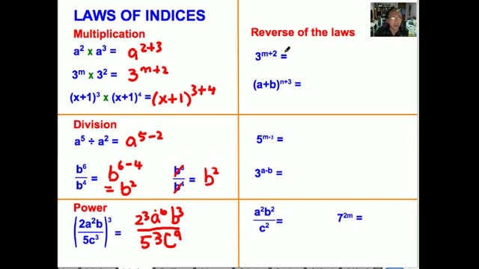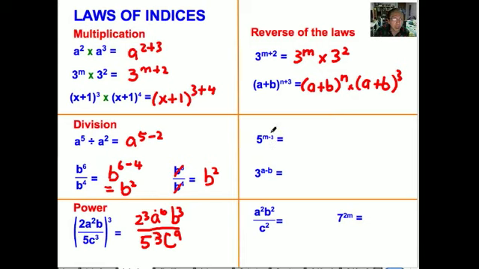The reverse of the laws is also true. When we multiply index forms with the same base, we add the powers. Similarly, we see the addition of powers can be written as multiplication of two similar bases, 3 to the power of m times 3 to the power of 2. And similarly, here we have (a plus b) to the power of n times (a plus b) to the power of 3.